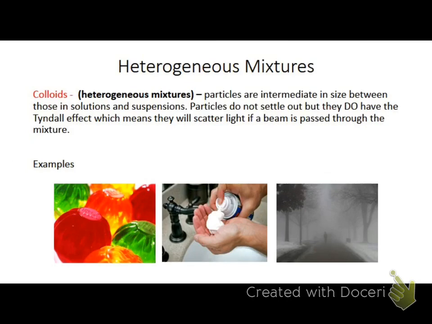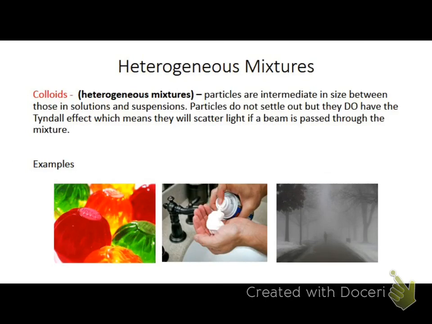Okay? Within heterogeneous mixtures, remember we said you could have 2 kinds. Now, not every heterogeneous mixture is going to have the colloid or suspension category in there, but they are 2 subcategories of that. Colloids are when you have a particle intermediate in size. So it's basically between solutions and suspensions. The particles do not settle out. They do have the Tyndall effect, which means they will scatter light if a beam is passed through the mixture. And I'm fixing to show you a picture about that and explain that.